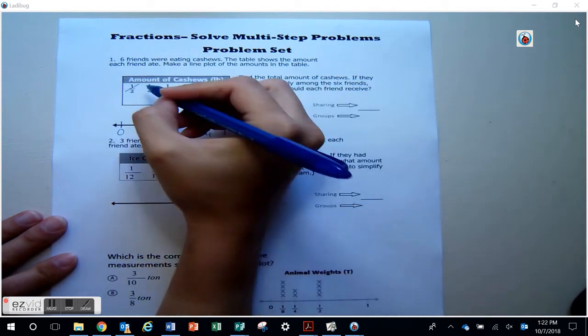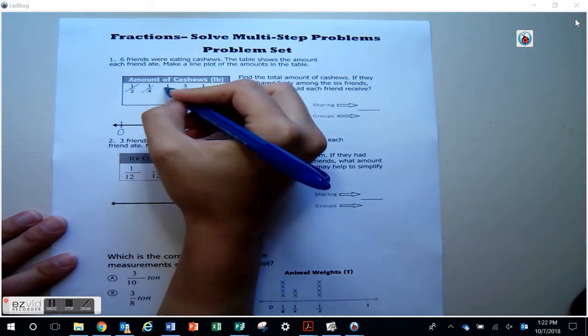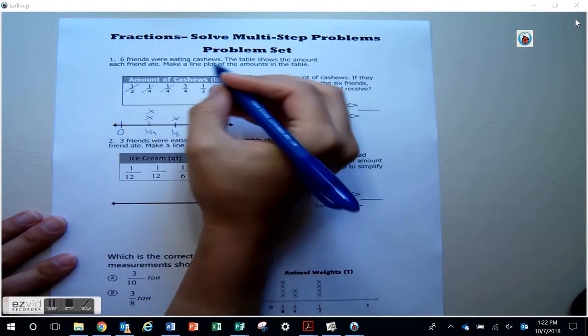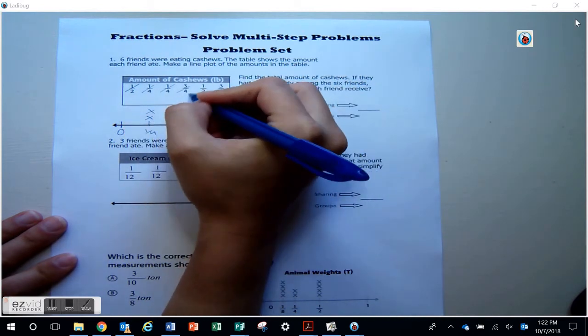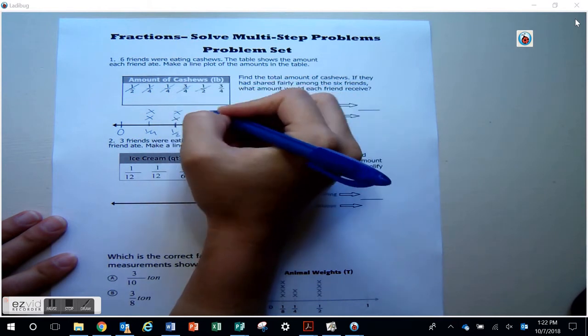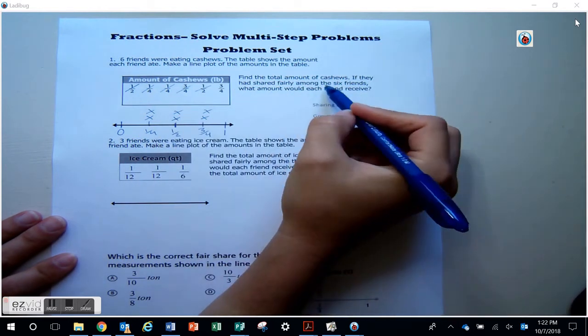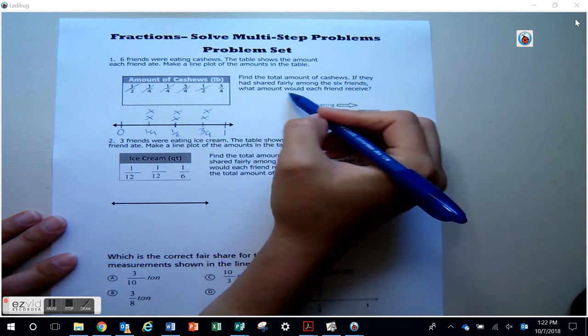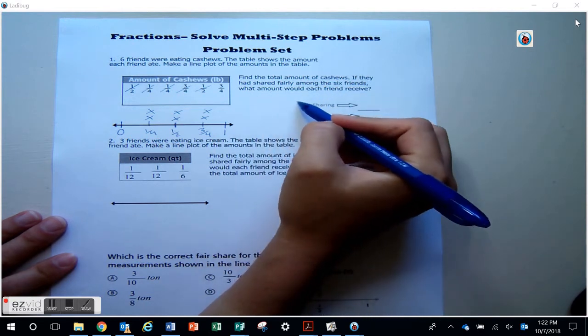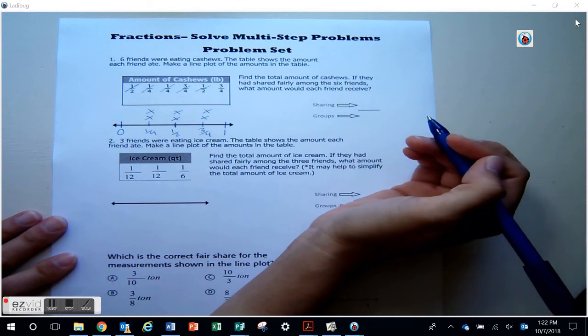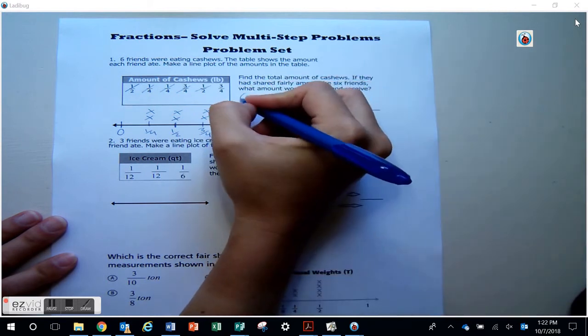We have one person here who had half, one person who had a fourth, one person who had a fourth, one person who had a third, another who had a half, and another who had a third. Find the total amount of cashews if they had shared fairly among the 6 friends. What amount would each friend receive?